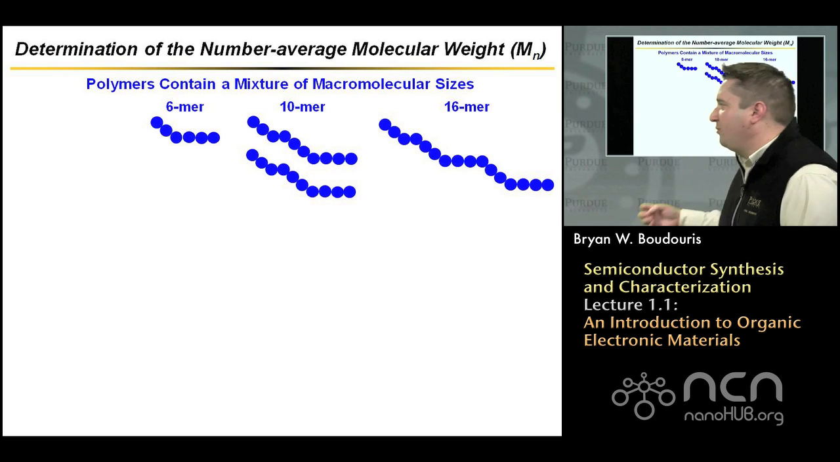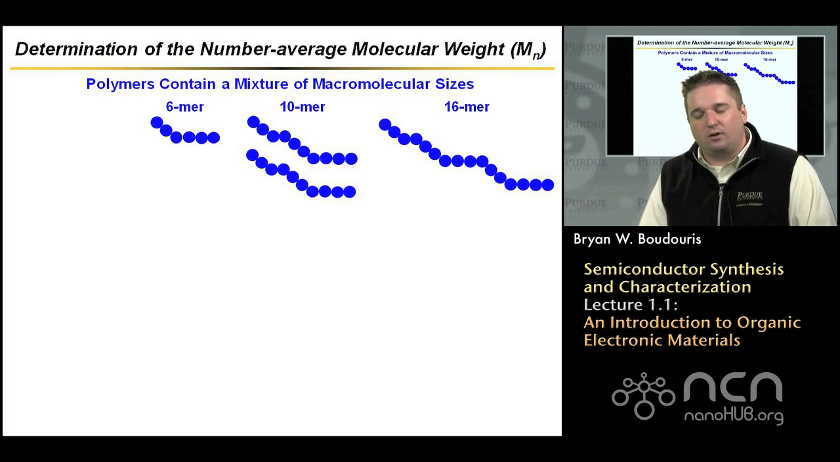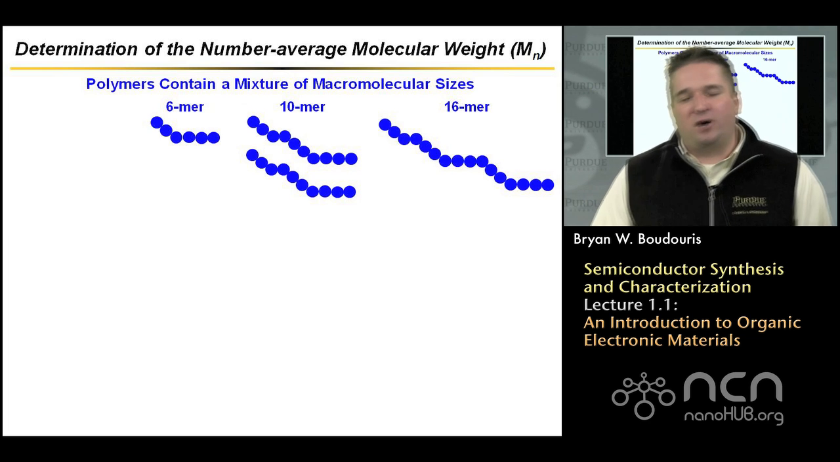In a very similar fashion, in my mixture of polymers that I've created, I can also have ones that have 10 repeat units, and I'm going to say that I have 2 of those. And I'm also going to say that I have a 16-mer that has 16 blue balls. So now we're thinking about this polymer.